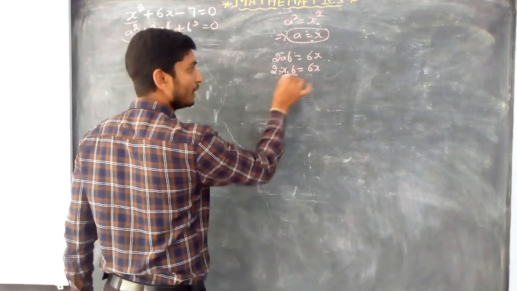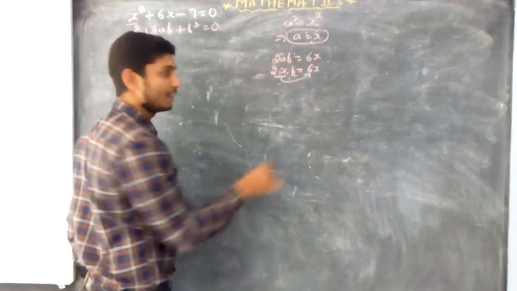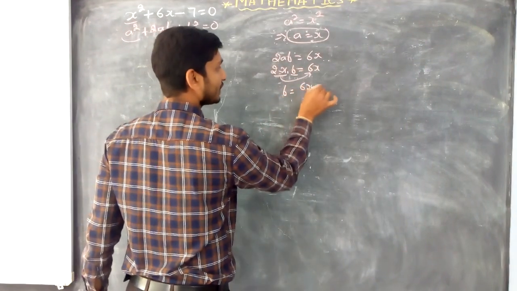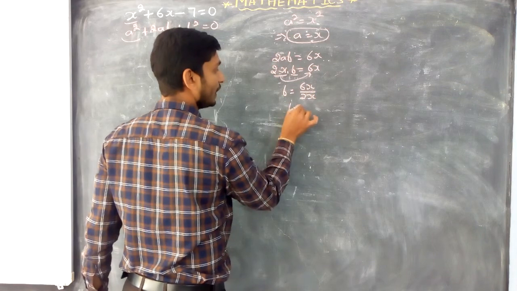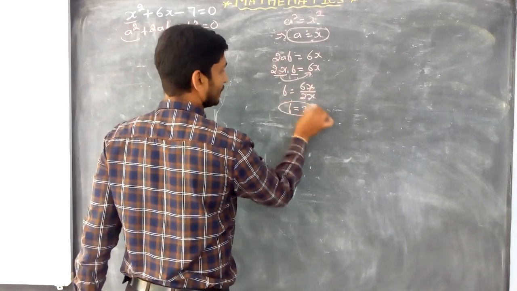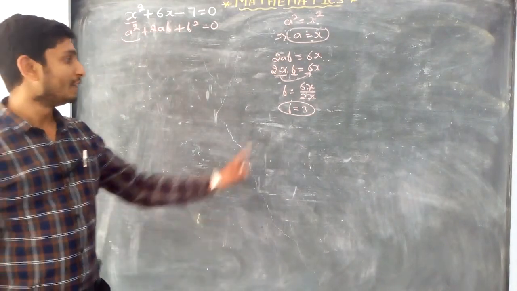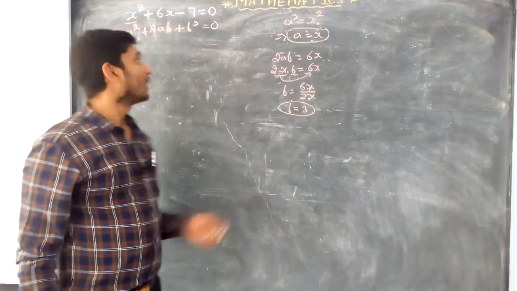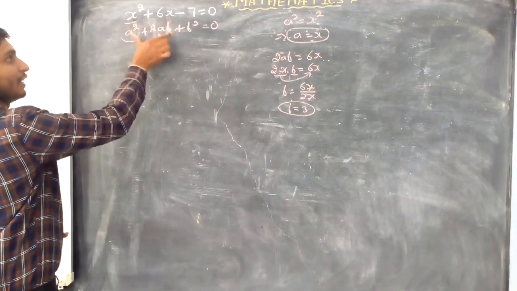You have to find b. Transfer this 2x to that side. That is b is equal to 6x divided by 2x. That is b is equal to, x gets cancelled, 2 ones are 2, 2 threes are 6. Yes, you got the answer of b also. The answer of b is 3. Now write this equation in this form.